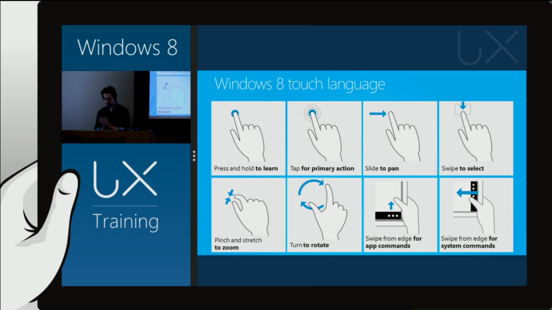So this is the touch language. It's very easy. A few interactions that let you do pretty much all you need to do. We have press and hold to learn. And I'll give you guys a quick run through. Just quickly mention these. We have tap for primary action and slide to pan, as you kind of expect. We have swipe to select, which is a little new, so I'll give you guys a demo. We have pinch and stretch to zoom or use semantic zoom. And turn to rotate. And then we have the edges for system commands and for app commands.